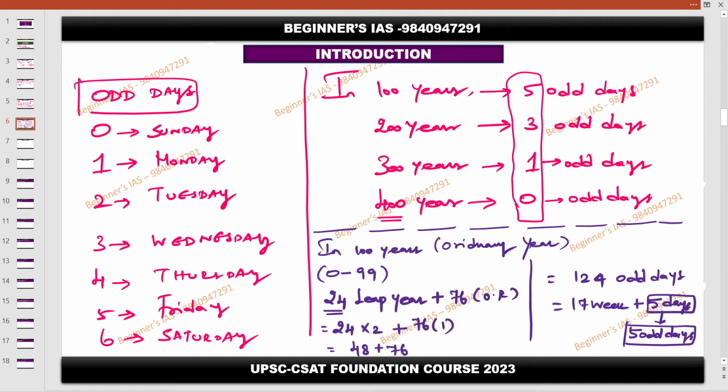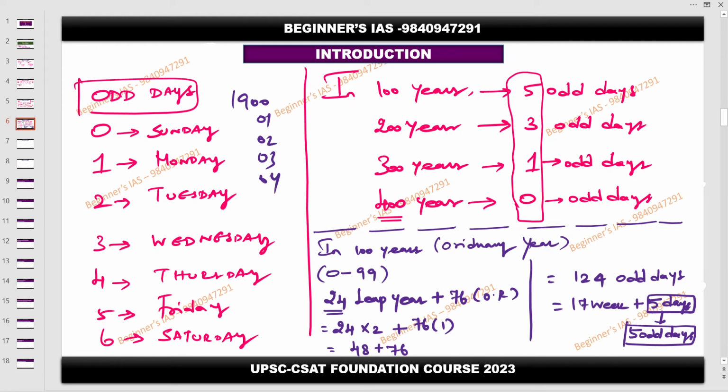Sir, one question. Why are we taking 0 to 99, not 1 to 100? Always you need to take with respect to 0. So it starts with 00, then 01, then 02, 03, 04, like that only. Pratish, got it? Okay, sir. Got it.